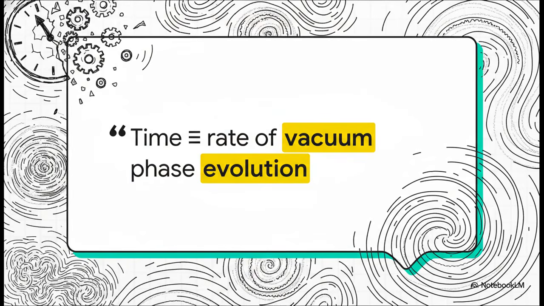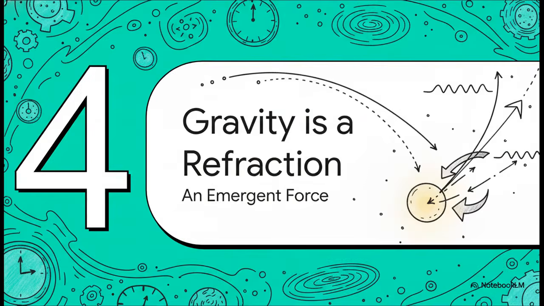If it slows down, say near a massive object, time dilates. And if that phase evolution stops completely, well, time itself stops. Okay, cool. So this model can build space and time from scratch. That's impressive. But can it actually explain the forces of nature? What about the big one, gravity?